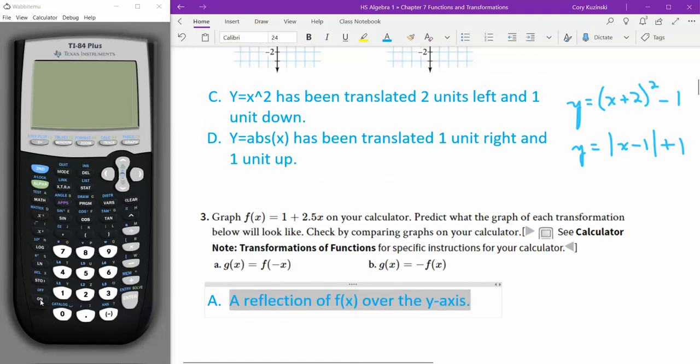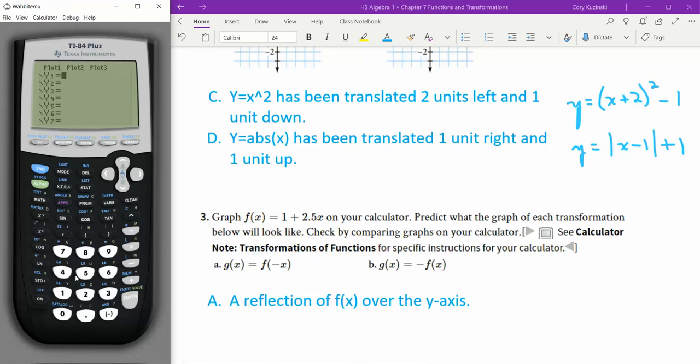Let's check that on the calculator. Y equals 1 plus 2.5x, which is just a line. There it is. So when I replace x with negative x, I should get this kind of line right here. Let's see. 1 plus 2.5, not times x, but times negative x. There's our reflection over the y-axis.